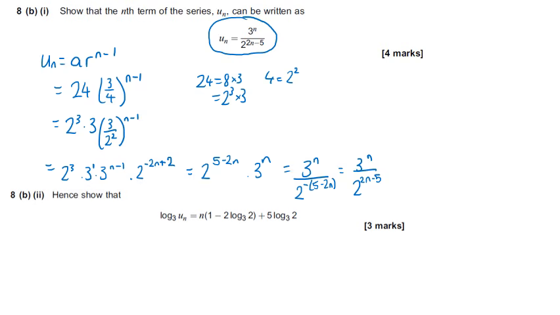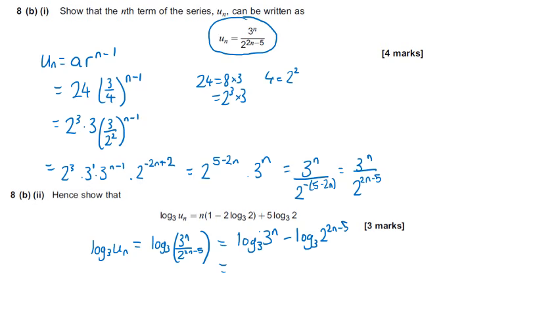And then part 2, hence show that you get this expression in terms of logarithms. So let's just take logs of the whole expression. So log base 3 of the nth term is equal to log base 3 of all of this. If we've got a logarithm of a ratio, we can write that as the difference of the logs. So we can write this as log base 3 of 3 to the n minus log base 3 of 2 to the 2n minus 5.